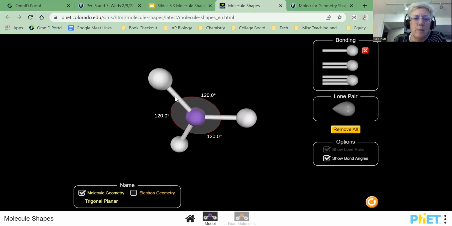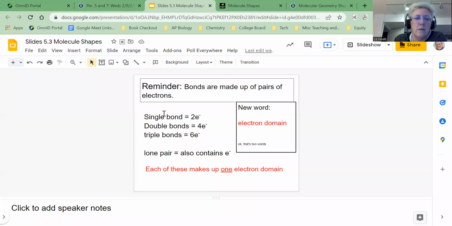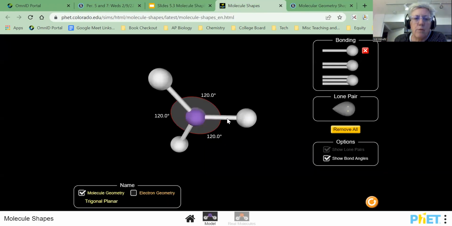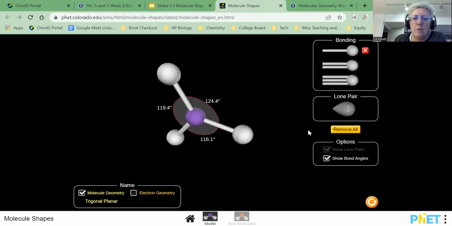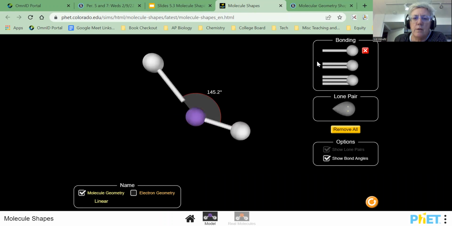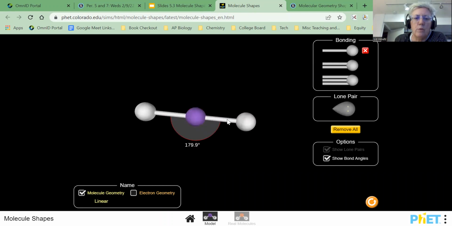So in this particular example, there are 3 electron domains. Single bonds count as 1 electron domain. So in this case, there are 3 electron domains. If I took away one of those bonds, let me start over, and I just added 2, now I have 2 electron domains. Okay, because I have 2 single bonds.